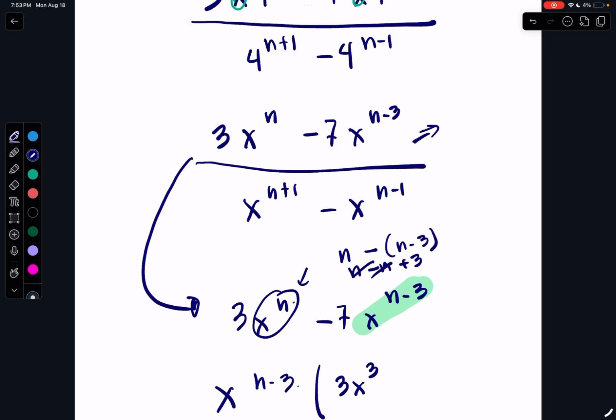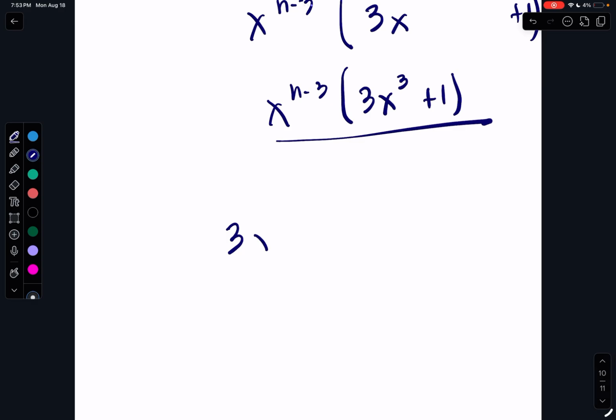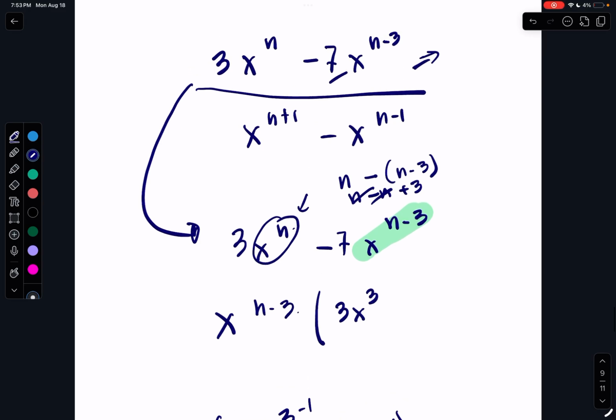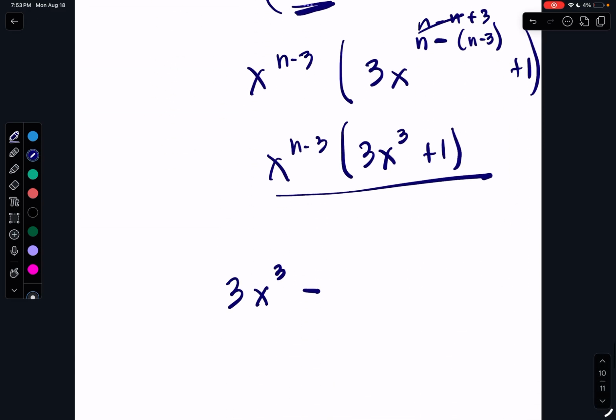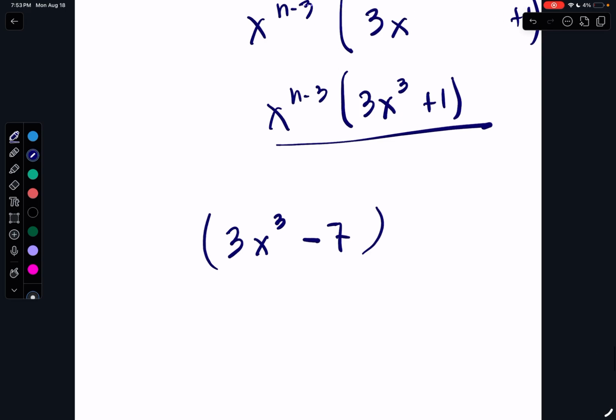Now if we finalize that, it will just become 3x to the power of 3 minus 7, and then we factored out x^(n-3).